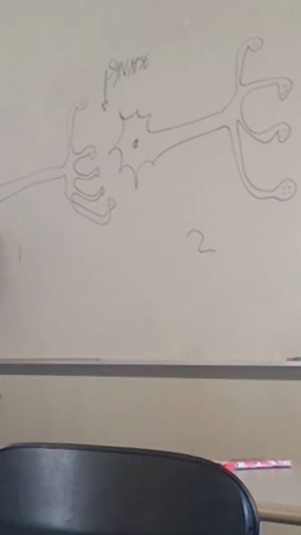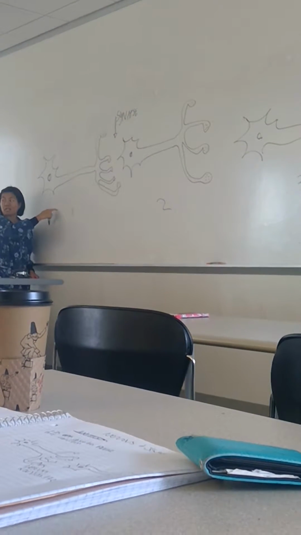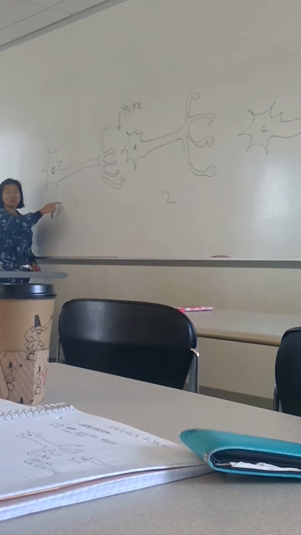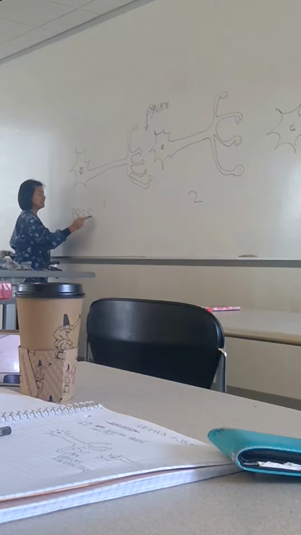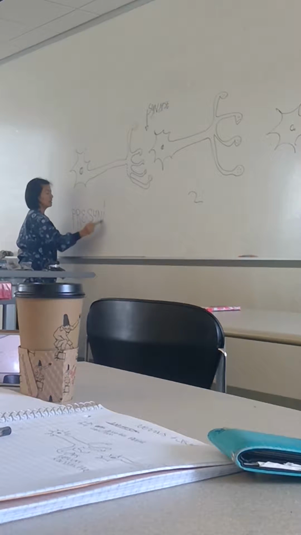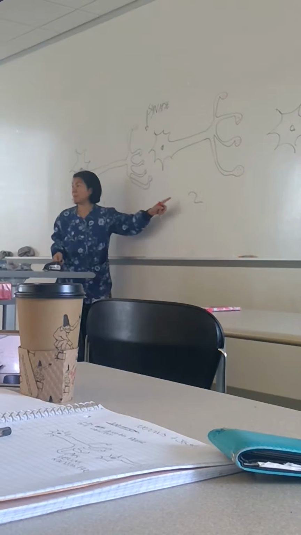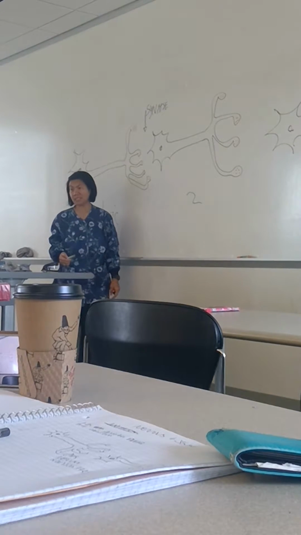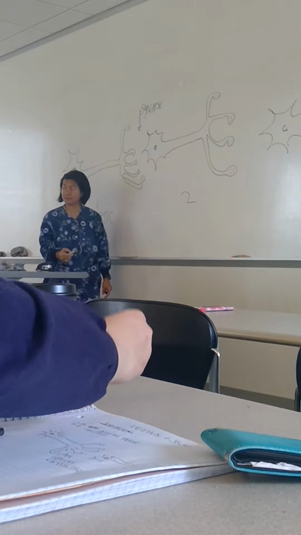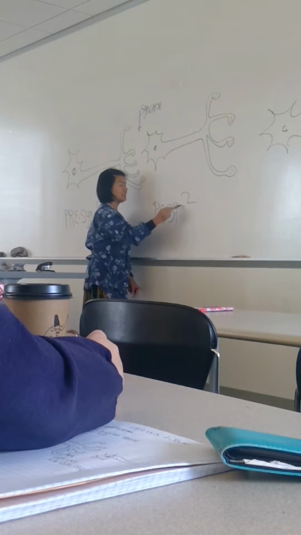So we're gonna give this a name. This neuron, because it's before the synapse, is called the presynaptic neuron. Okay? And because this neuron number 2 is after this synapse, this is called the postsynaptic neuron. You got that? You understand what pre and post means?